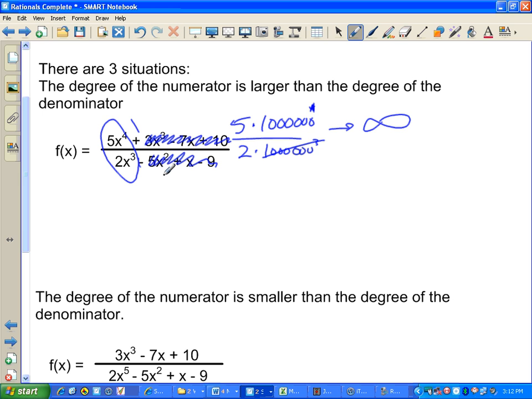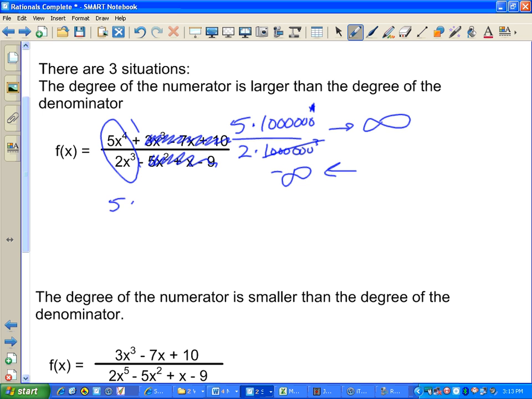And as we go towards negative infinity, I'm going to have a very large positive number here, because negative infinity to the 4th is going to become positive, over a small negative number. And as I go to the left, I'm going to be approaching negative infinity. So our end behavior here: when the degree of your numerator is larger than the degree of the denominator, you're approaching infinity, either positive infinity or negative infinity. And which one it is really depends on which powers you have.